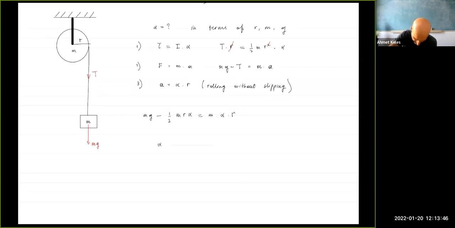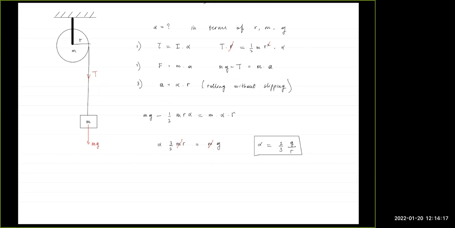So alpha times 1/2 mr plus mr is going to be equal to 3/2 mr, which is equal to mg. Cancel m with m. All right, that's a very clean equation. Alpha is equal to 2/3 g over r. Good.